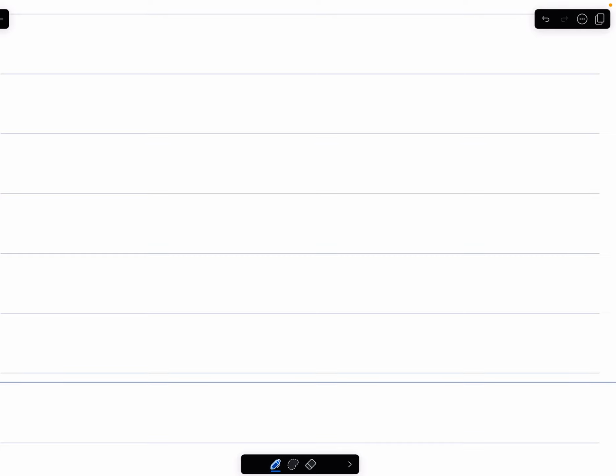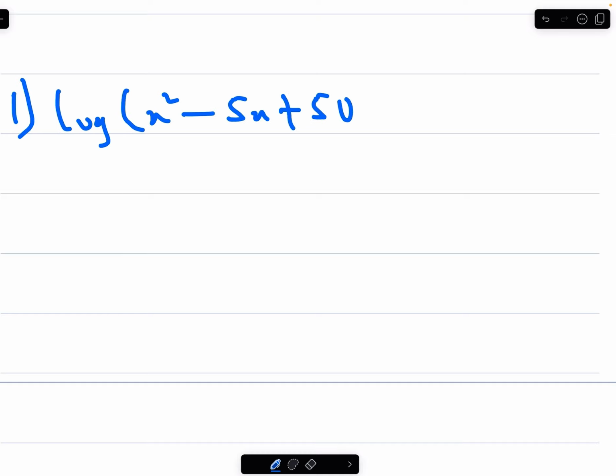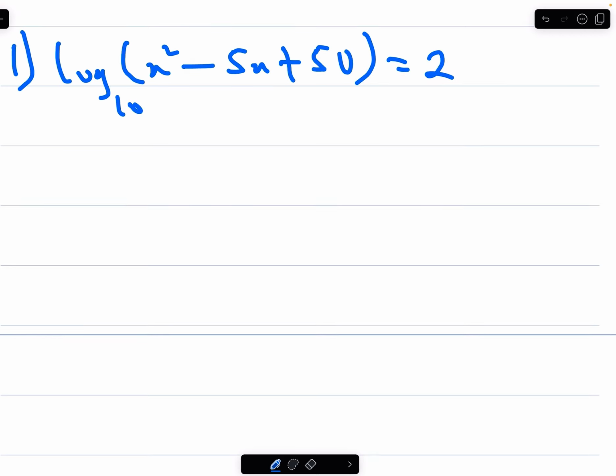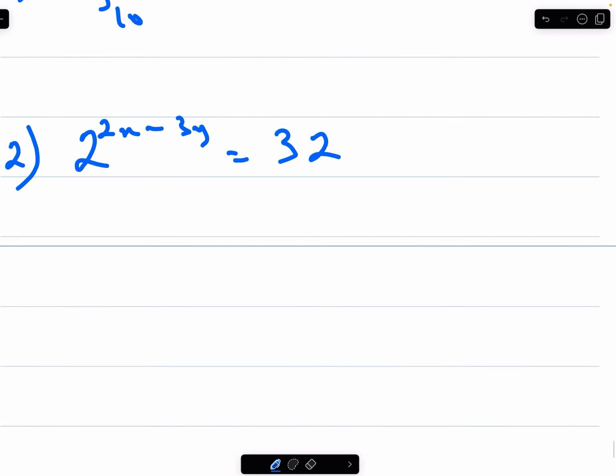Now let's see how to solve logarithmic equations. Let's take a few examples. The first one is: solve log of x squared minus 5x plus 50 base 10 equals 2. And number 2: if 2 raised to power 2x minus 3y equals 32 and log x base y equals 2, find the values of x and y.